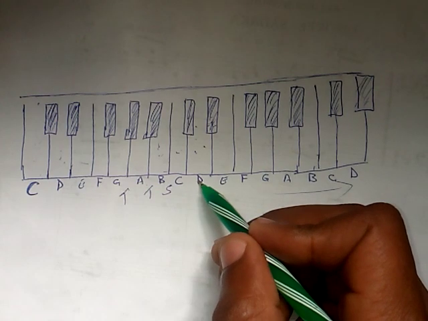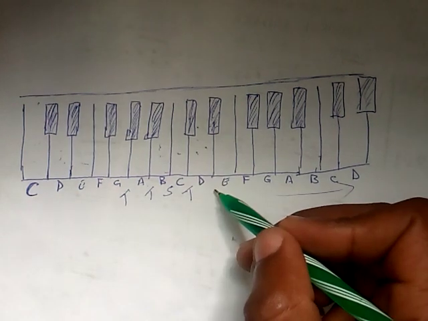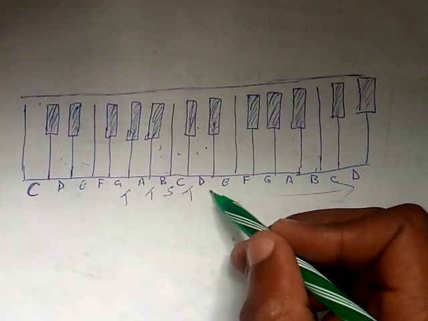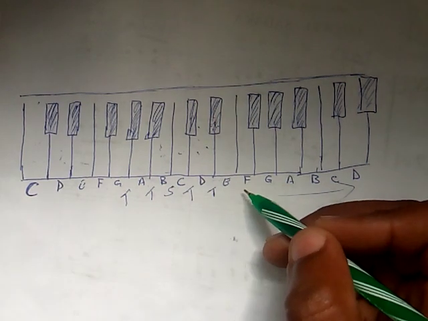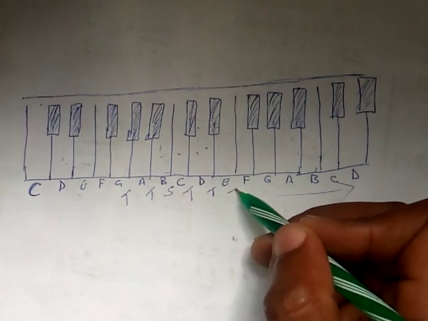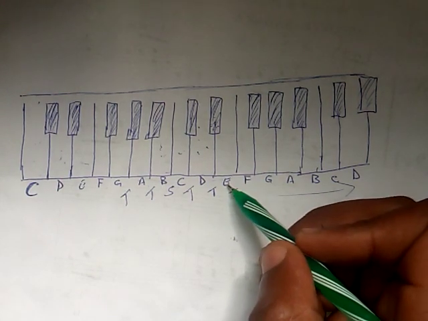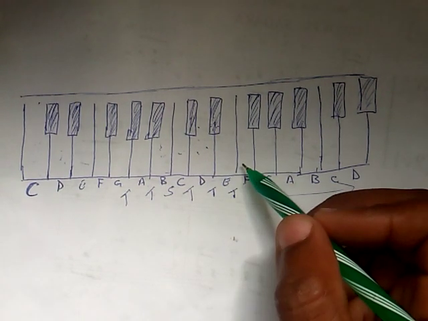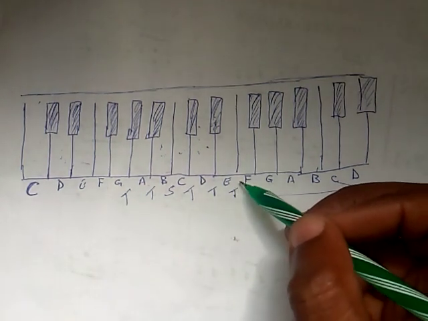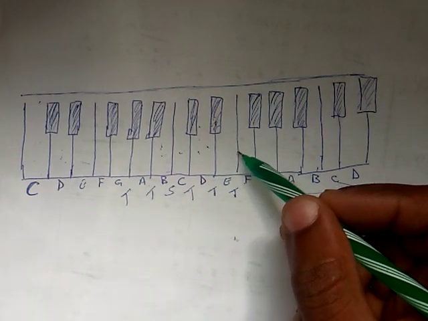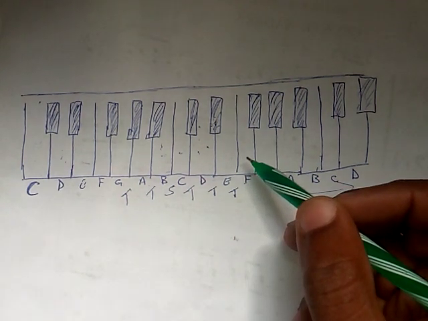From C to D, I should have a tone, and this one is correct. From D to E, I should have a tone, and this one is correct. From E to F, I should have a tone, but on the screen, as we can see, the distance between E and F is a semitone. So for this distance to be a tone, I will have to add another semitone.